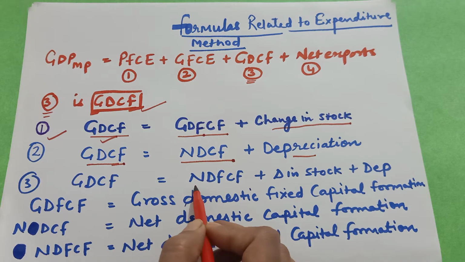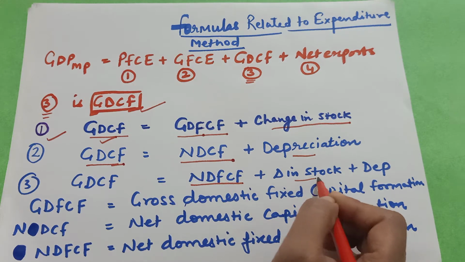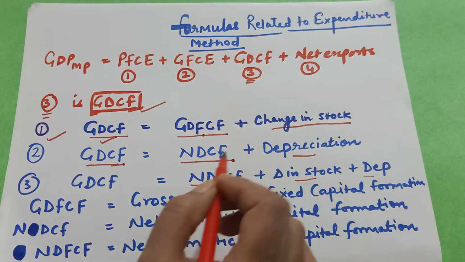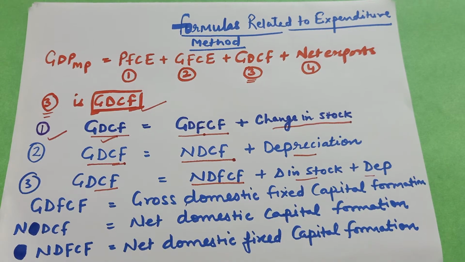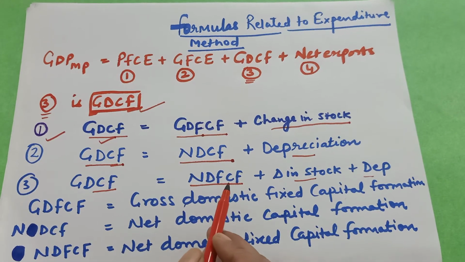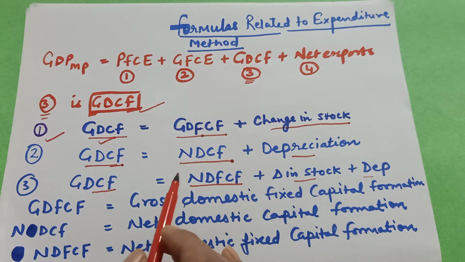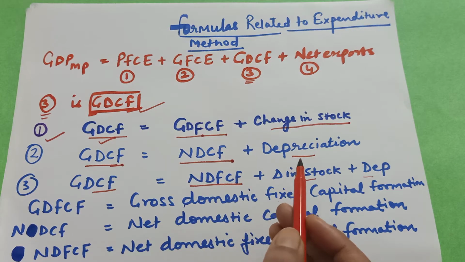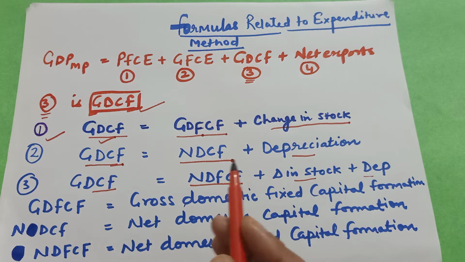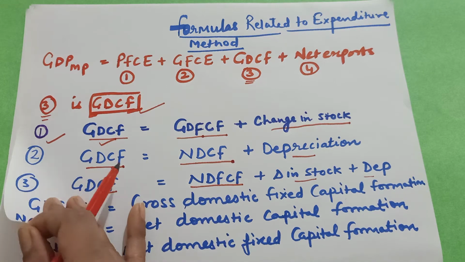And number three: if net domestic fixed capital formation is given, you have to add change in stock and depreciation to convert it into gross domestic capital formation. That means if net domestic fixed capital formation is given, then change in stock is added to make it NDCF, and then depreciation is added to make it GDCF. Clear? I hope you have understood these formulas. So we will do numericals one by one.